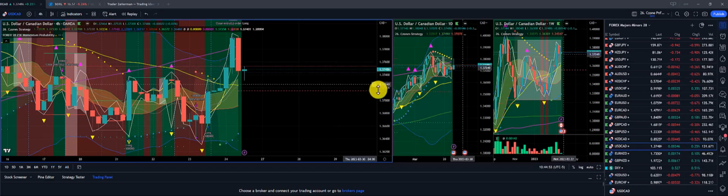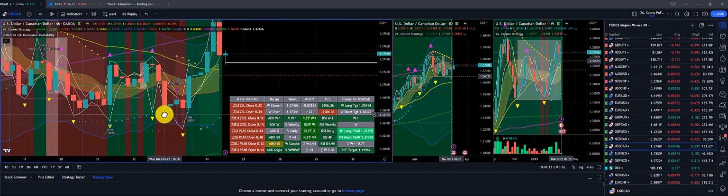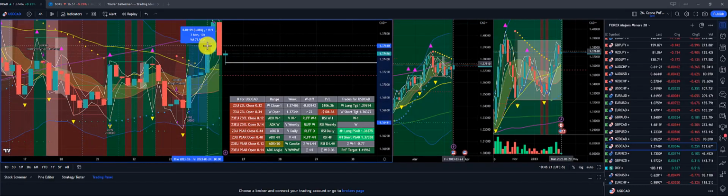US Canadian dollar. Now, even though this was all to the upside, it was very erratic going forward. So waited here for a potential Z3 entry. Did not happen here. Did happen here. Nice Z3 low risk entry here for an overall gain of 119 pips.